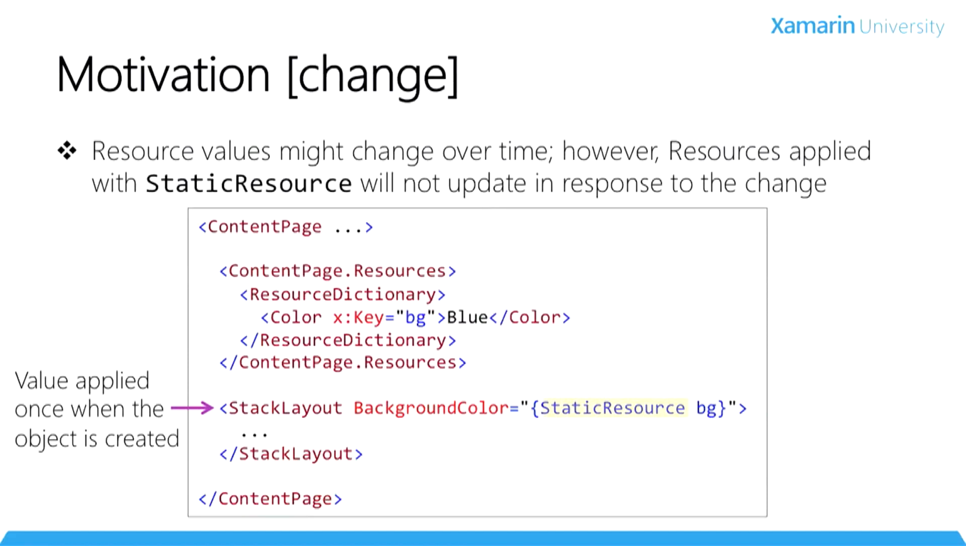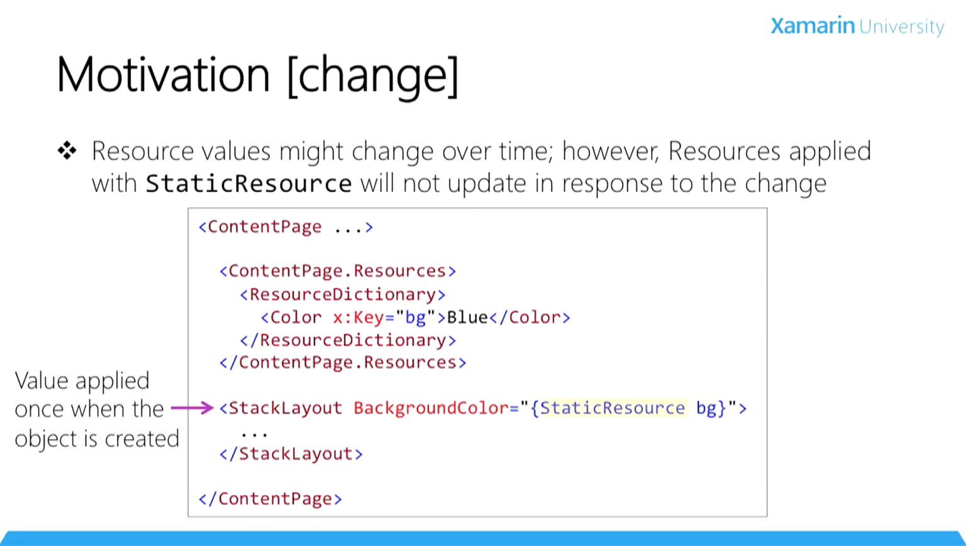Also, resource values can change while your application runs. So for example, you might use resource values to make user preferences available to your UI, and the user might change those values at runtime. Again, static resources won't work in this case, because the value is assigned once, and it's not updated if the dictionary changes.